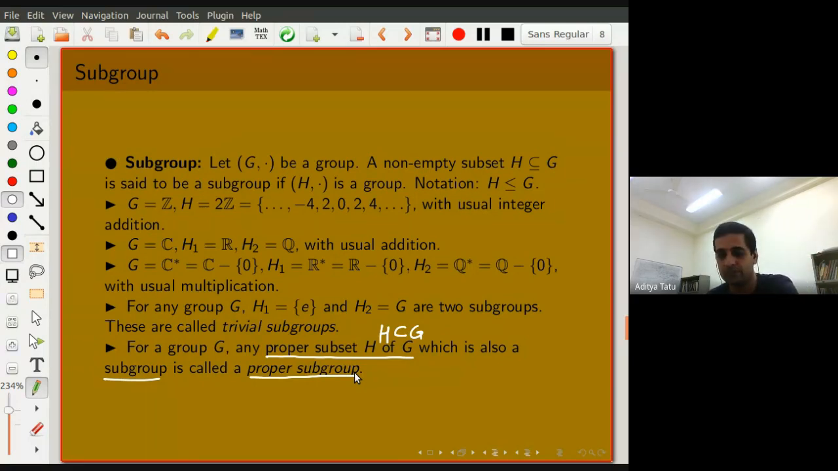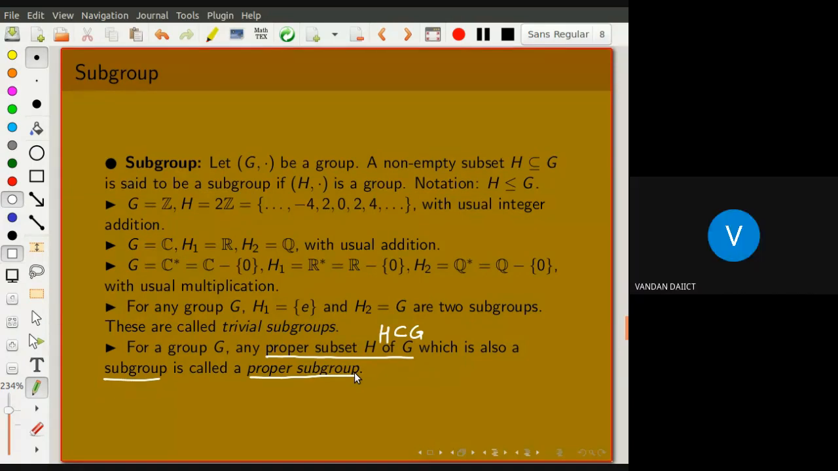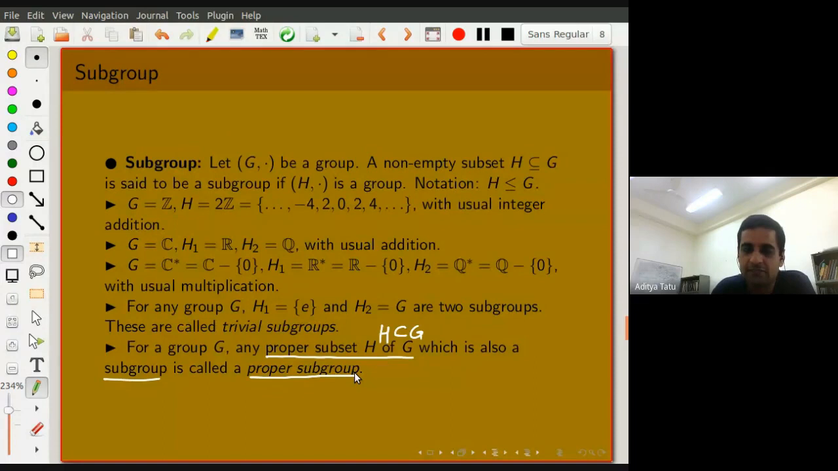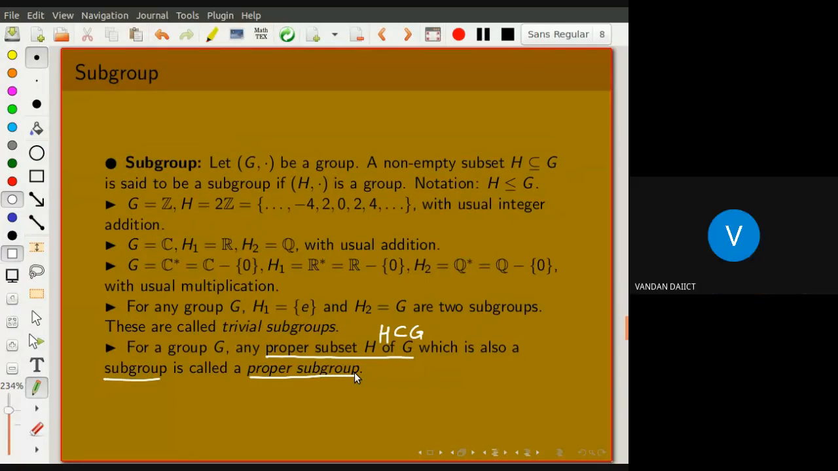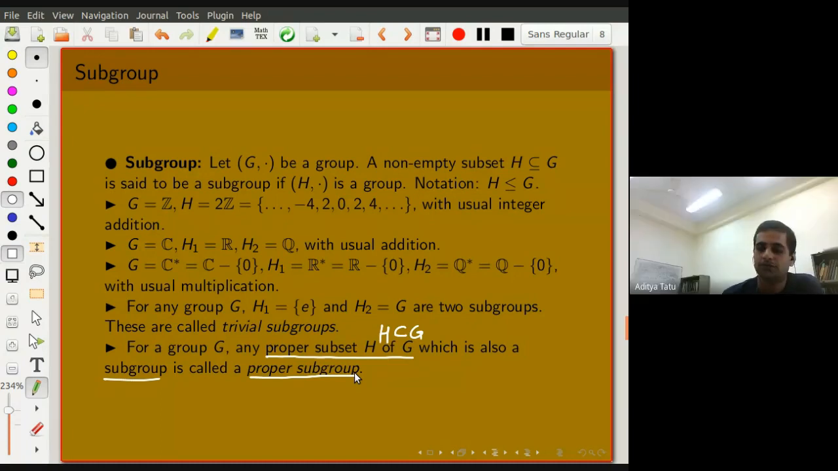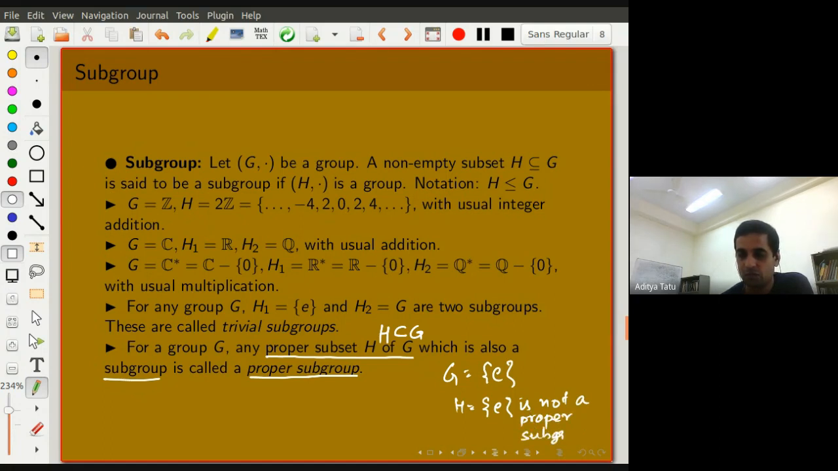Sir, is the trivial singleton subgroup containing the identity element also a proper subgroup or not? Yes, it satisfies the definition, unless, of course, G itself has only one element. If your group G happens to be just this, in that case H equals e is not a proper subgroup, but it is a subgroup, surely.